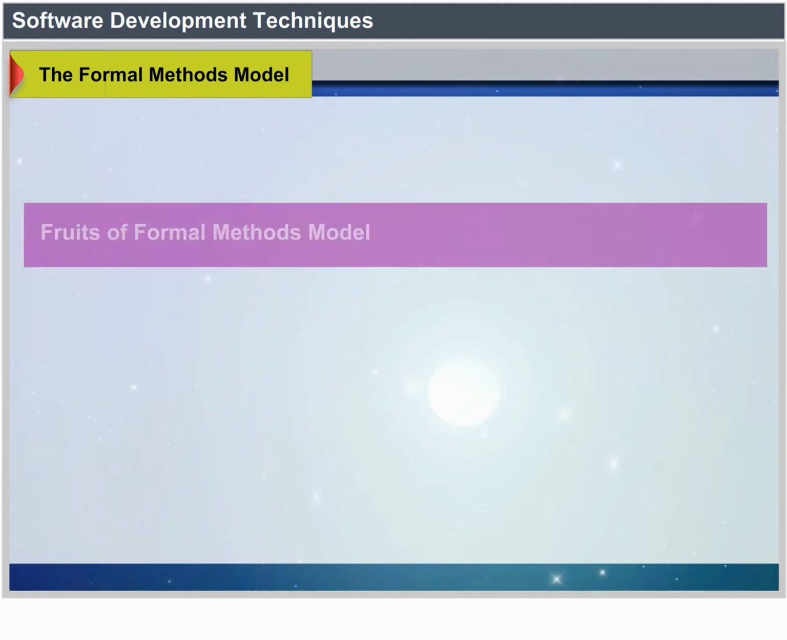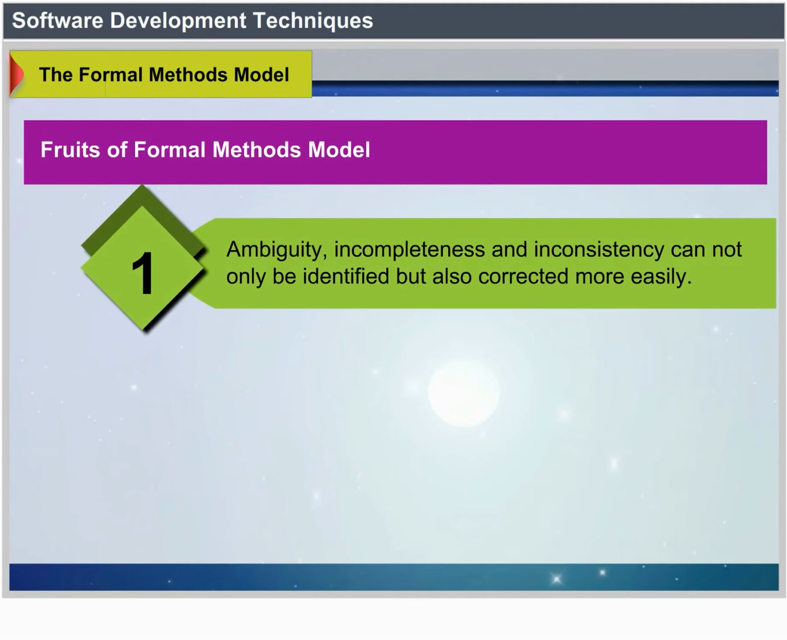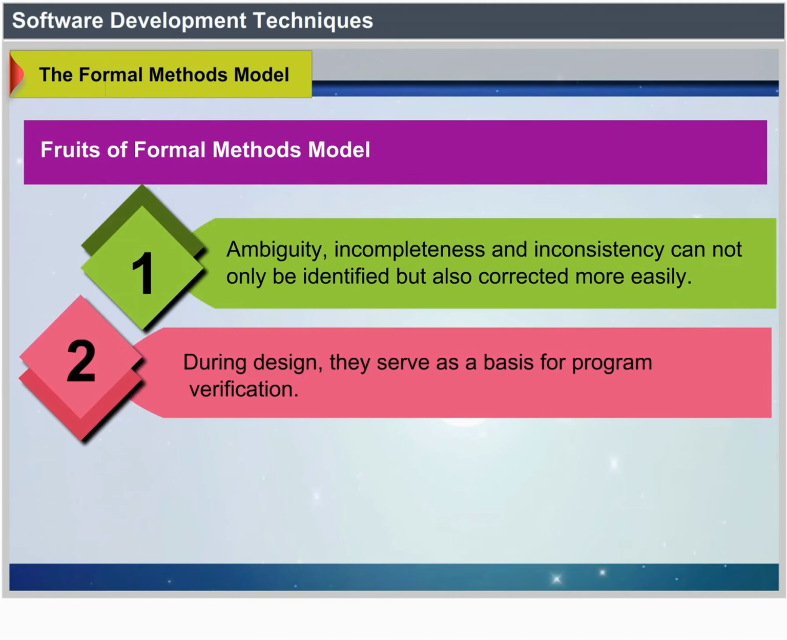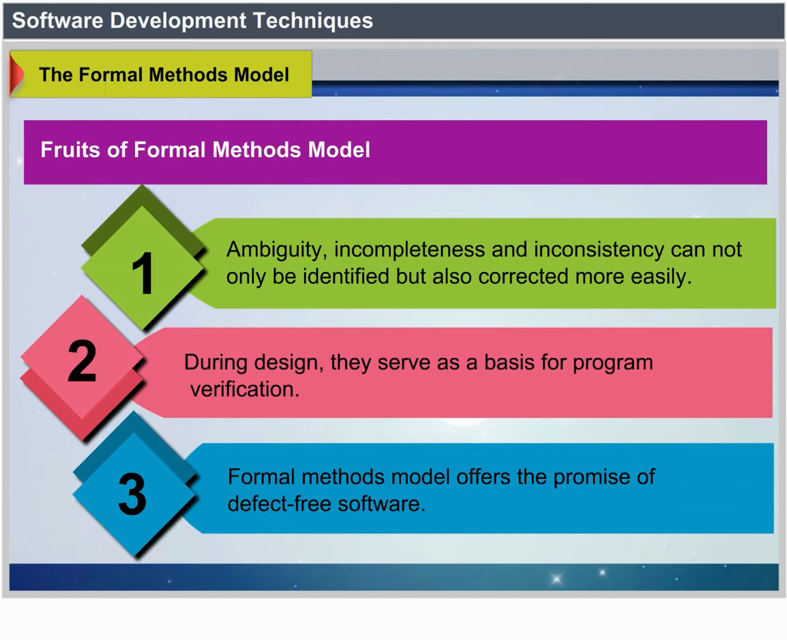Advantages of the formal methods model. Ambiguity, incompleteness, and inconsistency can be identified and corrected more easily. During design, they serve as a basis for program verification. The formal methods model offers the promise of defect-free software.